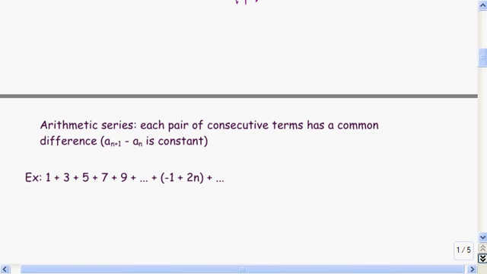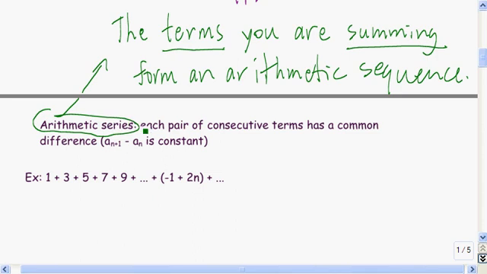Now I'm going to talk about a couple of special series that have very similar names to our special sequences. The first is an arithmetic series. An arithmetic series is one in which the terms themselves have a common difference. It's similar to the idea behind an arithmetic sequence, only in an arithmetic series, the terms you are summing form an arithmetic sequence.